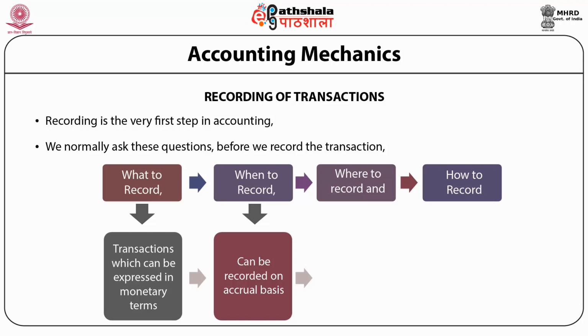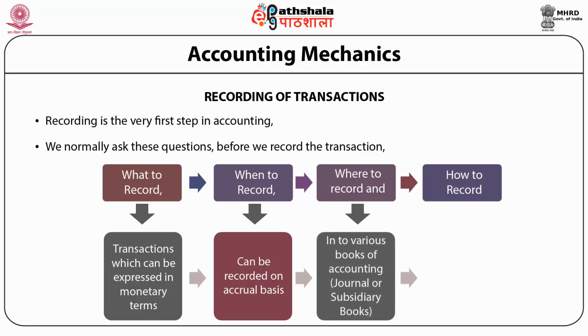Where to record? Now we have to identify at which place the transaction is to be recorded. For this, we have various books of accounts. We can record the transaction in the journal, which is the very first step and the original book of accounting, or we can directly record the transaction in the subsidiary books as well. But here we are recording the transaction in the journal.